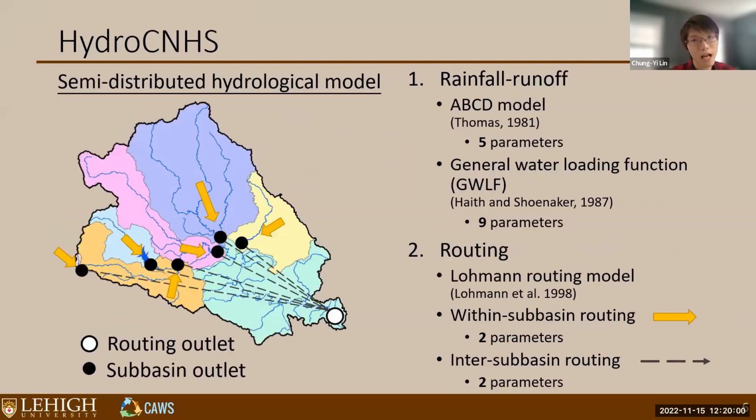So essentially, HydroCNHS is a semi-distributed hydrological model, which delineates a basin into sub-basins, as I show on the map here. And in each sub-basin, we provide two different rainfall runoff options, the ABCD model and the general water loading function. And for the routing part, the routing describes the time delay for the water to transfer from the upstream to the downstream. And here we adopt the Lohmann routing model to simulate the within-sub-basin routing and the inter-sub-basin routing, shown by those yellow and black dashed arrows here.